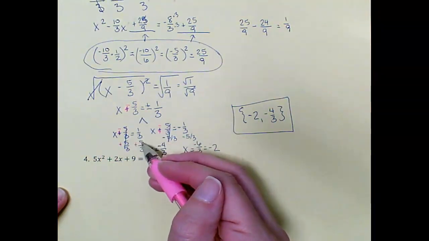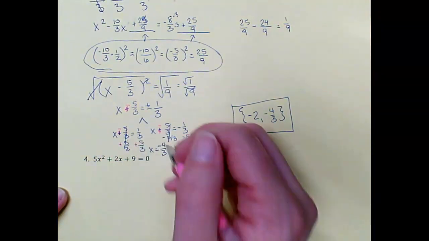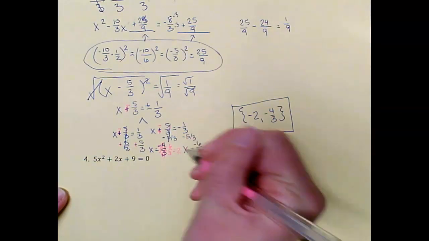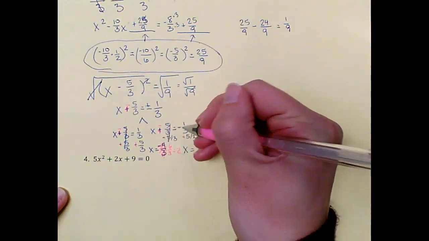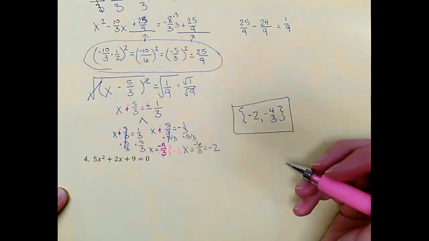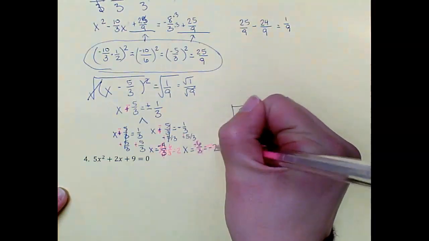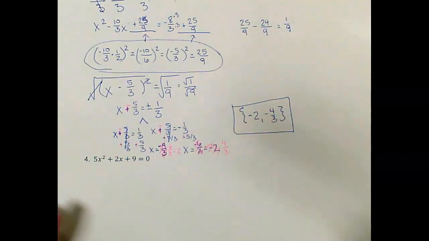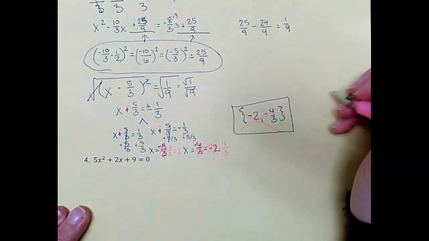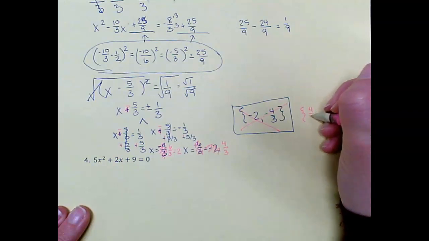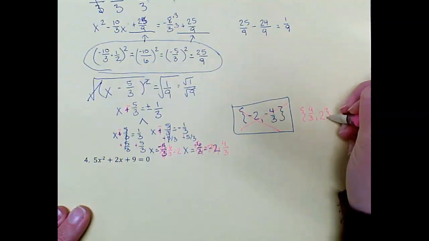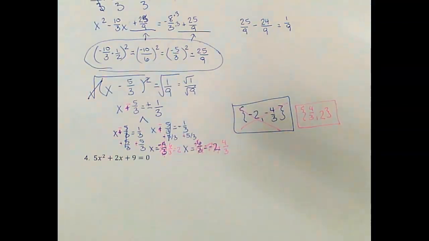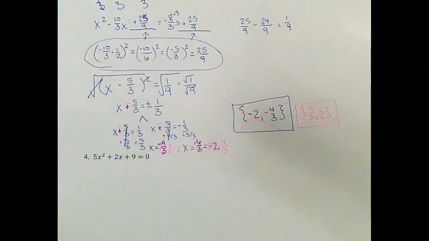So 1 plus 5 is 6/3. 6/3 is 2. -1 plus 5 is 4. So this should be 4/3. So my answer should be 4/3 and 2, not -2 and -4/3. I'm sorry, I just noticed that. Okay.